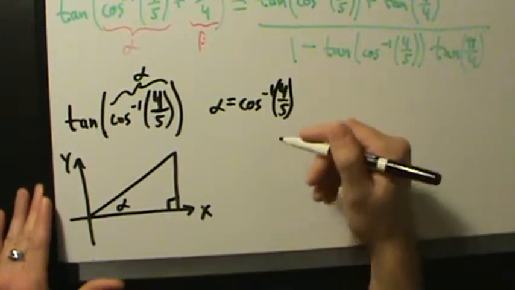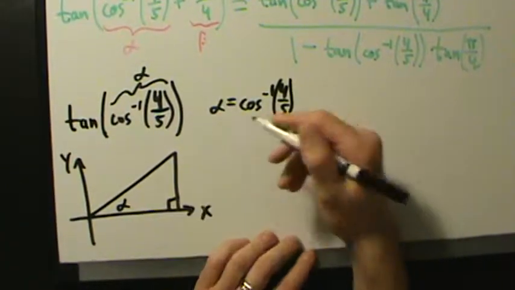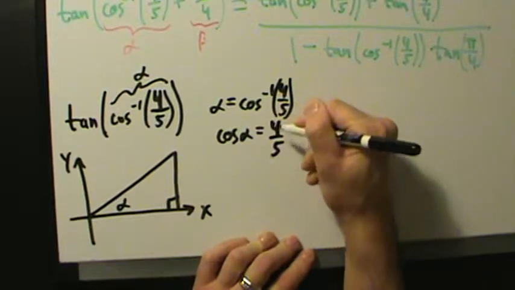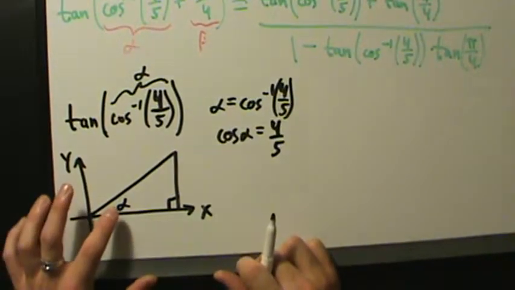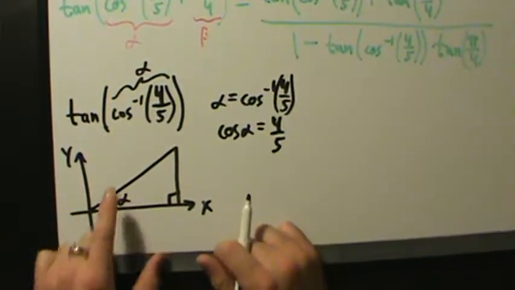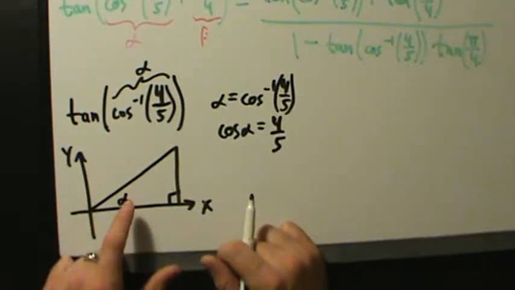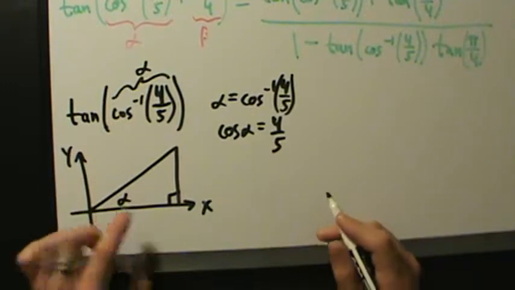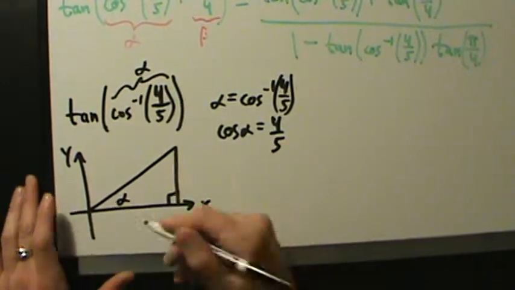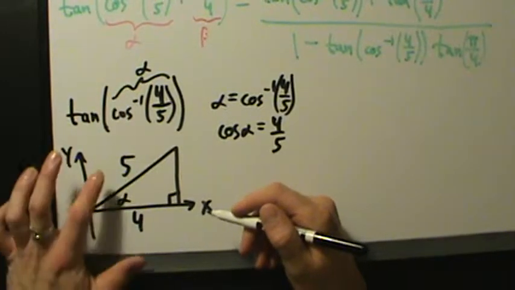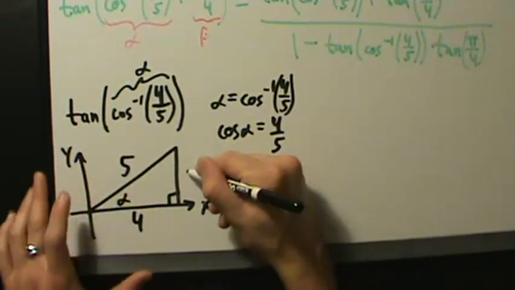Okay, so if we take the cosine of both sides, then cosine of alpha equals 4 over 5. If we draw our right triangle in the first quadrant, and it's in the first quadrant because we're taking the inverse cosine of something positive, here's our angle alpha. Cosine of alpha is 4 over 5, which is adjacent over hypotenuse. So if this is 4, that's 5. 3, 4, 5 right triangle.